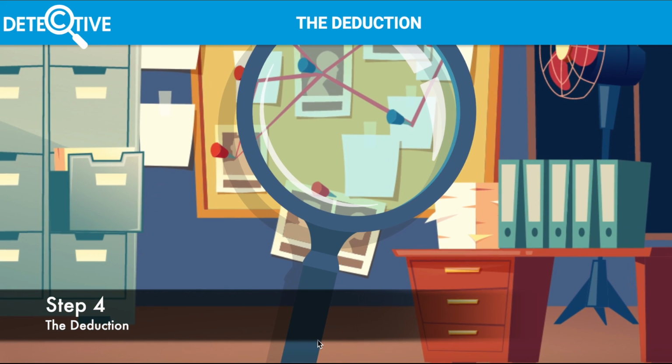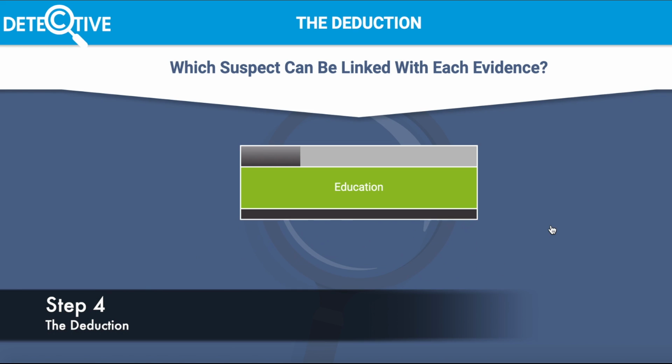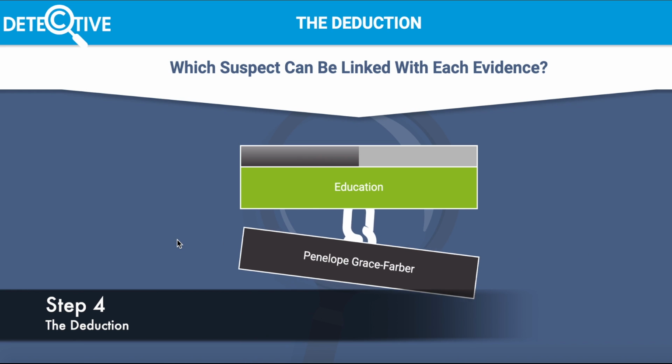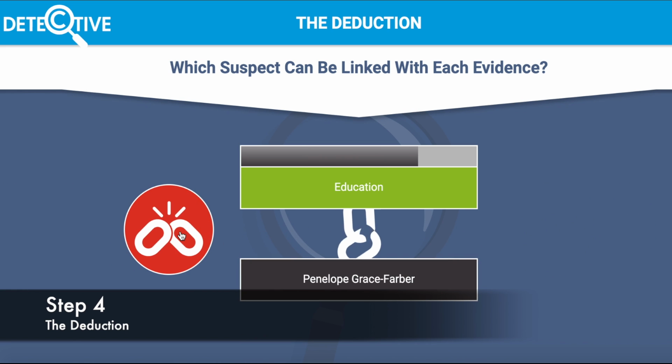The deduction. This is where the player links the suspects to the evidence. Note, it's not always a one-to-one linking. One piece of evidence may fit multiple suspects.